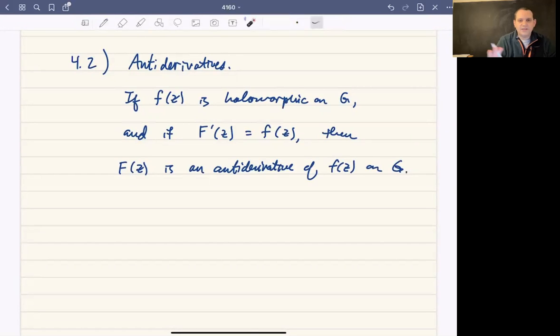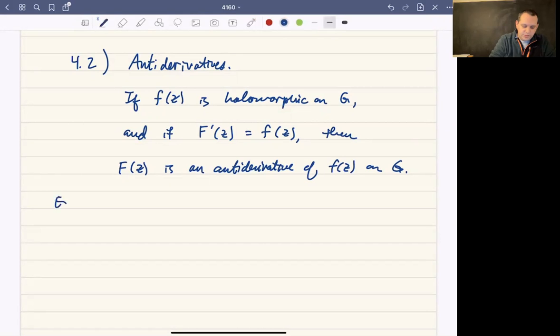Okay, so really basically the same idea. An antiderivative is a function that you have to differentiate to get little f. And the only tweak here is that we assume that little f is not just differentiable, but that it's actually holomorphic. So this is what it means to be a complex antiderivative.